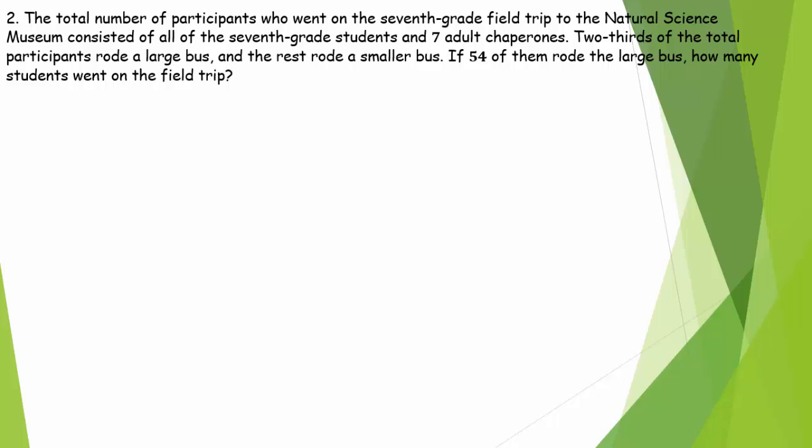Now in the next problem, I do agree with New York State in terms of what they chose to let X represent and how they set up the problem. This problem really does need the distributive property. It says the total number of participants who went on the 7th grade field trip to the Natural Science Museum consisted of all 7th grade students and 7 adult chaperones. So all of the students went on the field trip and 7 chaperones.